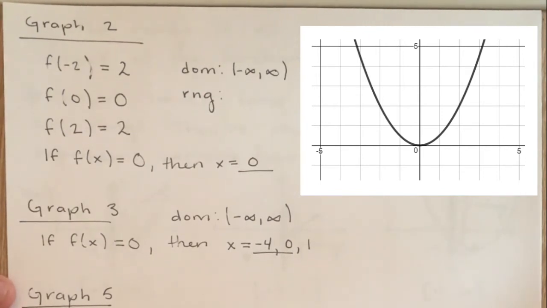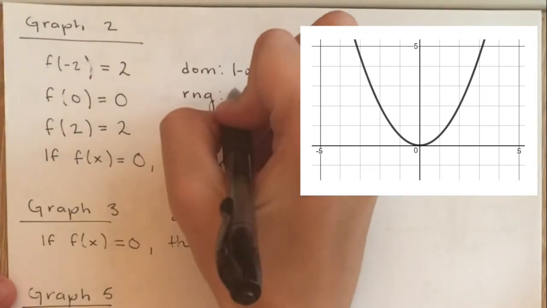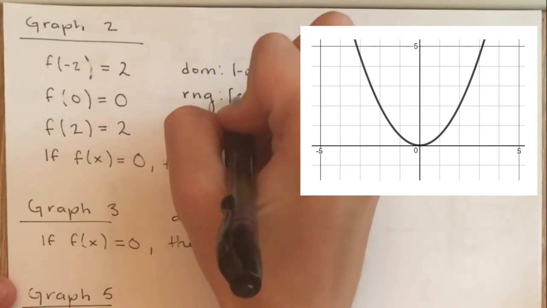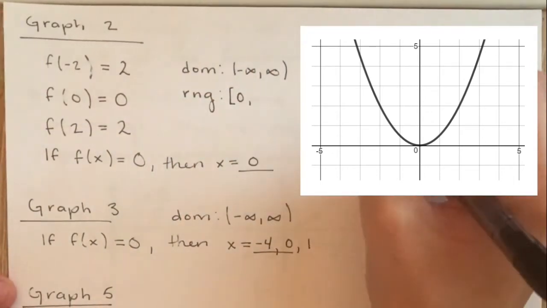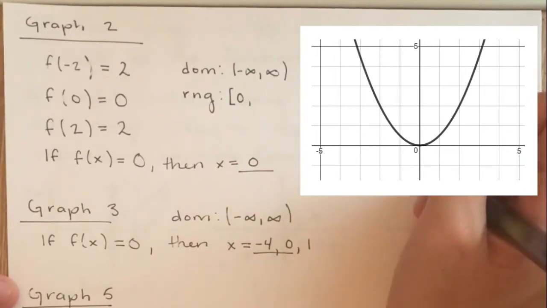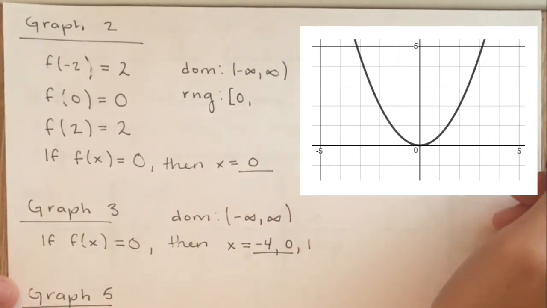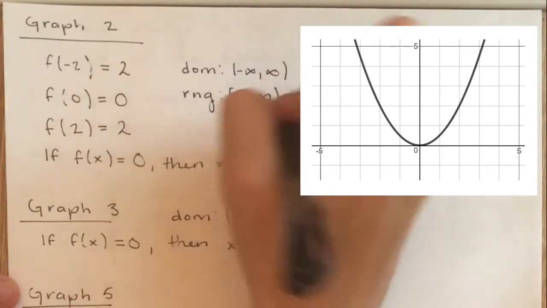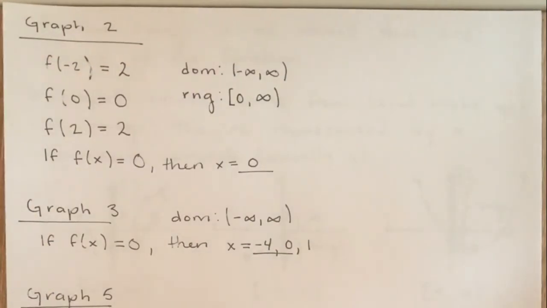Has a y value of 0, right? So we're starting at 0, and it is included, right? Because the bottom of the quadratic function is a point that has a y value of 0. And then it continues upwards forever, so to infinity.